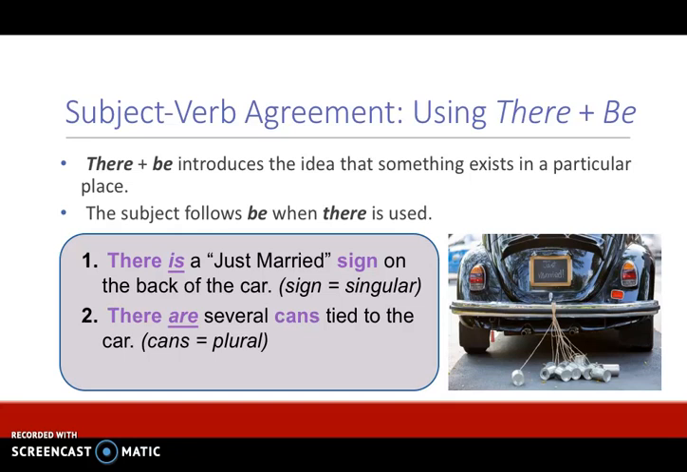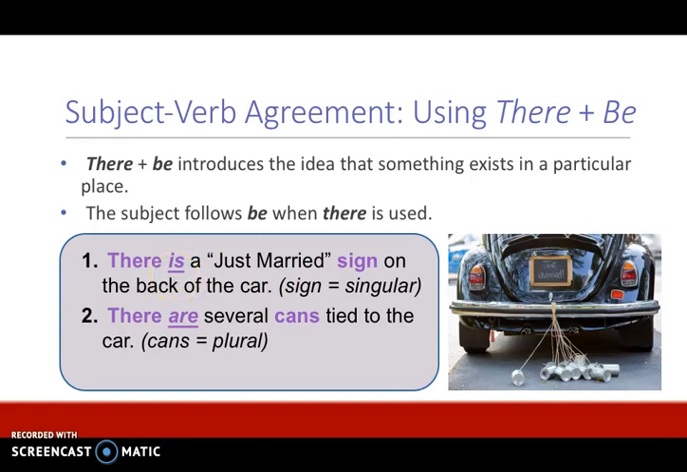There is a just married sign on the back of the car. So there comes first and then the verb, the be verb. After the be verb is where we have the subject in this type of sentence. So sign is actually the subject. Sign is singular, so we use a singular form of the be verb.